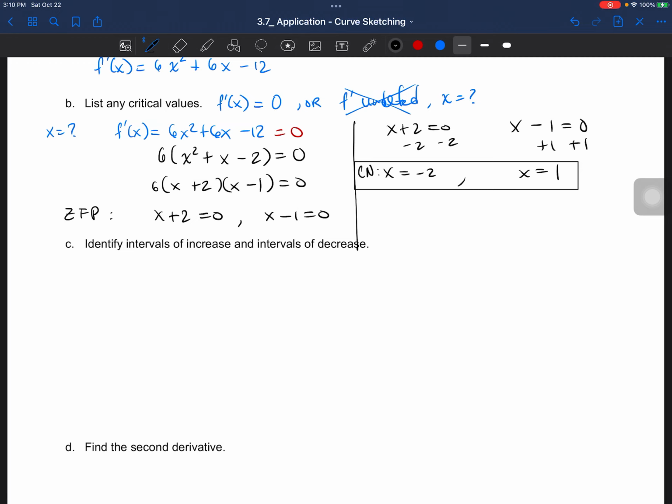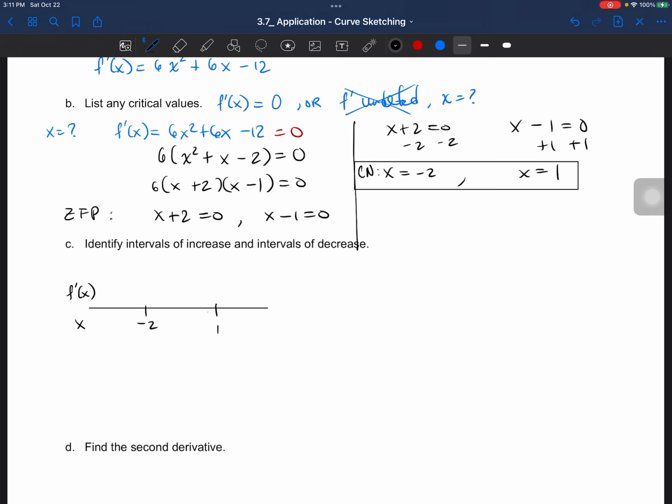Okay, all right. So the next part is to find the intervals of increasing and the intervals of decreasing. For this, we're going to have to create a number line and use any critical numbers or any undefined values or any vertical asymptotes. In this case, we don't have any vertical asymptotes. We just have critical numbers. So let's go ahead and jump in and do a number line.